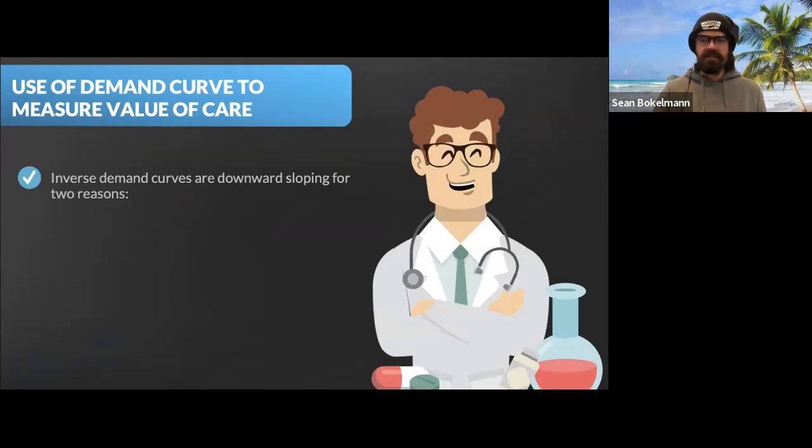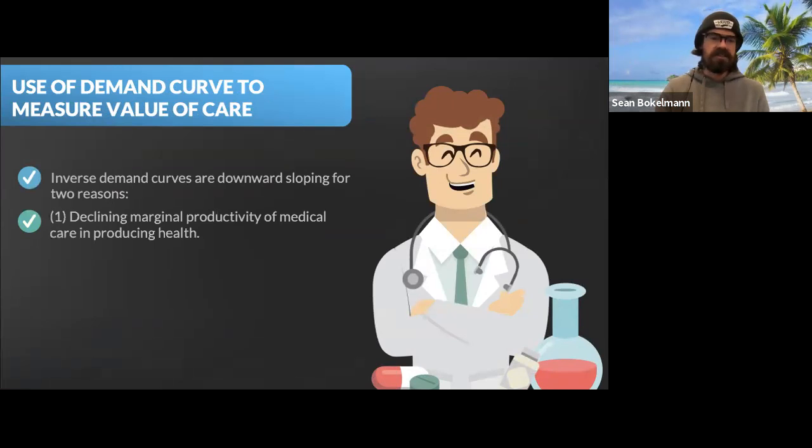And there are 2 main reasons why these inverse demand curves also are downward sloping. The first is that there is a declining marginal productivity of medical care. So as we consume more medical care, it has less of an effect on health. And because it has less of an effect on health, we should be willing to pay less for additional amounts of medical care. We're not getting as much bang for our buck, in other words, as we consume more.